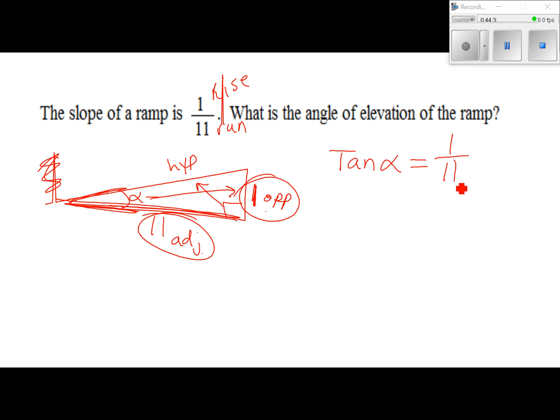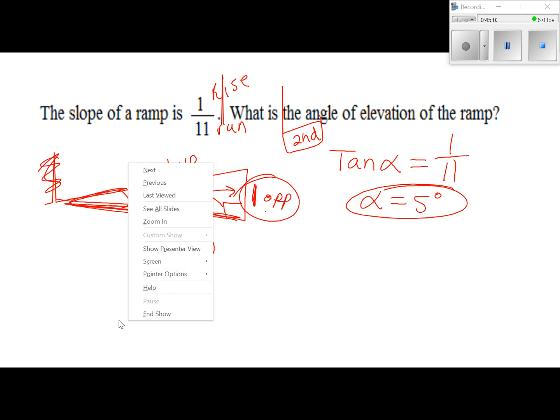Then we grab our calculator and we're looking for an angle. So remember, you got to hit second or shift button on your calculator first. So we hit second, tangent 1 divided by 11, and we end up with 5.19, or about 5. Since it's an angle, we'll just say about 5 degrees. So alpha is about 5 degrees. So the angle of elevation of that ramp is about 5 degrees. These are all just different ways that these problems could be set up.